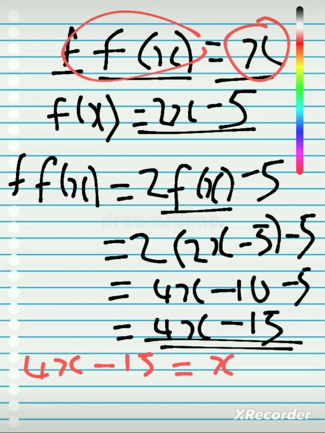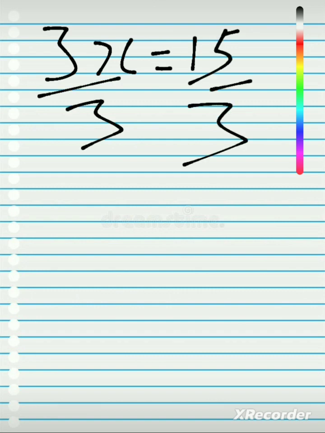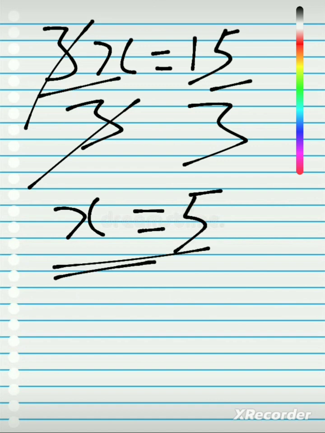Okay, so we start solving. Negative 15 can go this side and x can come this side. So we're going to have 4x minus x equals 15. 4x minus x is 3x. So 3x equals 15. We can divide both sides by 3. x is equal to 15 divided by 3, 5. So 5 is the answer. We go to question 5.